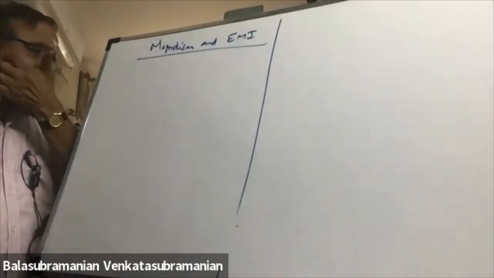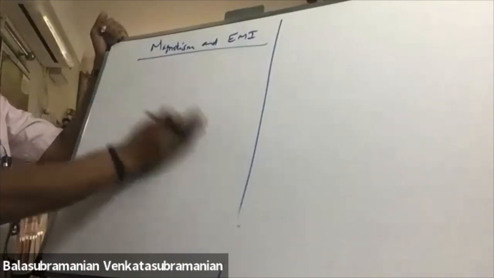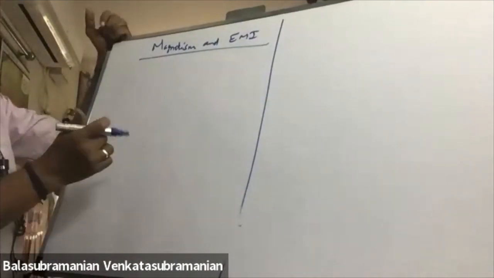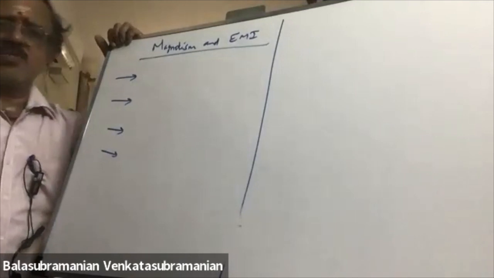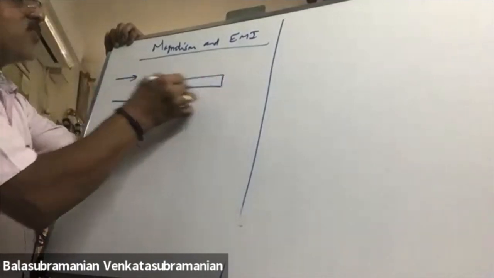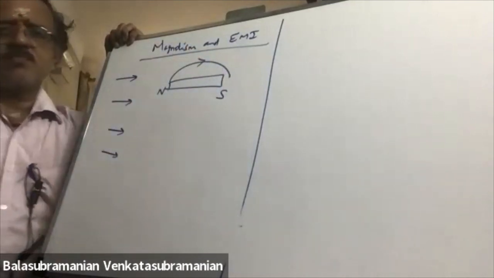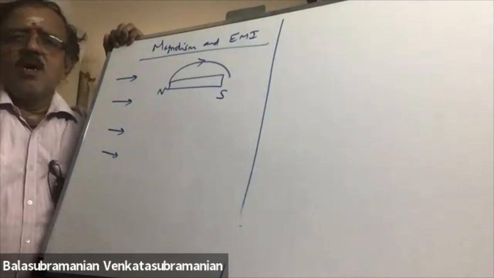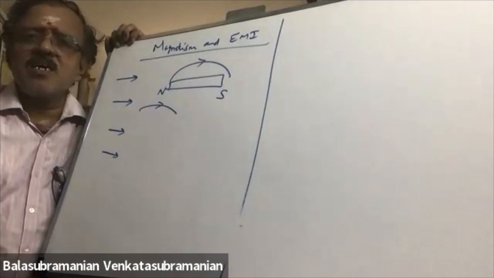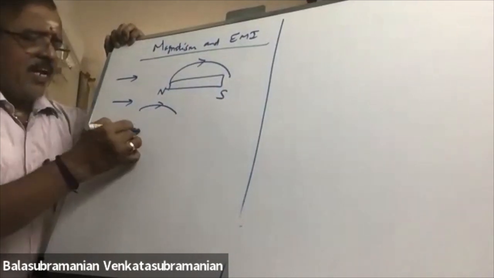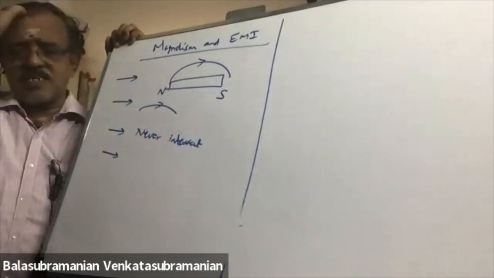Sir, when you take a magnet, what are the properties of those magnetic lines? Magnetic lines always originate in the north and terminate, or end, in the south. They are always curved lines. Magnetic lines are curved. They never intersect each other. Magnetic lines never intersect.